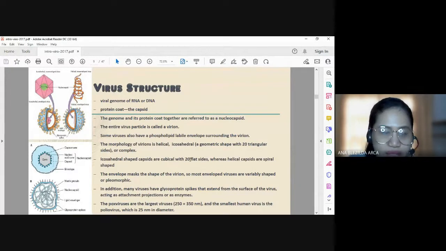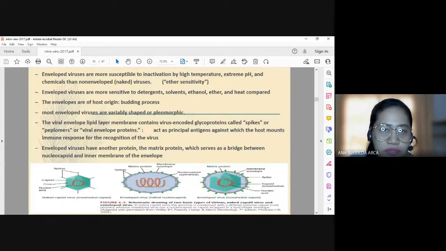So kapag daw icosahedral, anong definition? They are cubical with 20 flat sides, whereas the helical are spiral shape. Okay? And in terms of the size, the pox viruses are the largest, and the smallest virus in human infections is the poliovirus. So, sabi ko nga kanina, yung iba merong envelope, yung iba wala.